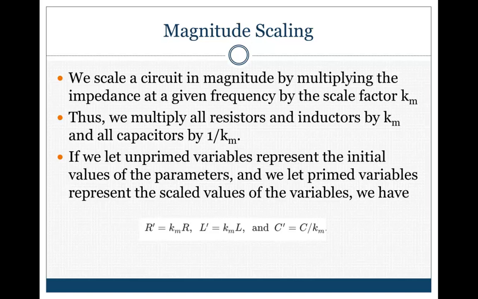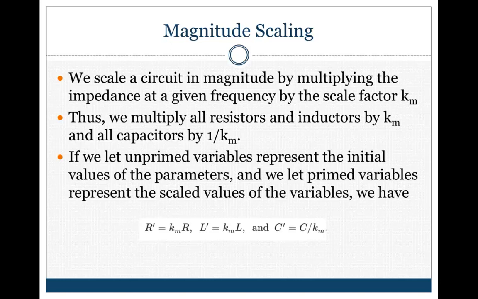So basically, we scale the circuit in magnitude by multiplying the impedance at a given frequency by the scaling factor K sub m, which is known as the magnitude scaling factor. Now, resistors and inductors will be multiplied by K sub m. Capacitors are multiplied by 1 over K sub m. So in this equation down here, we've let the unprimed variables represent our initial value of the capacitance, inductance, and resistance. And note that we're including inductance here because scaling can be used on an RLC passive filter as well.